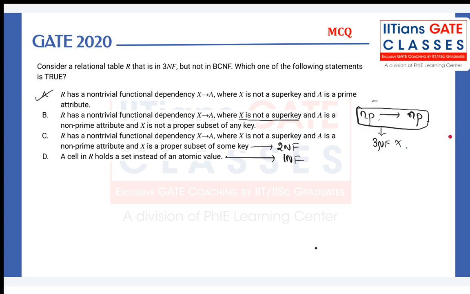What I'm saying is, if A is not a prime attribute, which is A is a non-prime attribute, there could be a possibility that the left-hand side is also a non-prime attribute, right? Where this is not a super key and this is also not a proper subset of any key. And if a relation contains this non-prime to non-prime dependency, it violates 3NF. So if the relation is in 3NF, that means this should not be possible. So option B will not be the right answer because this is the condition of 3NF.